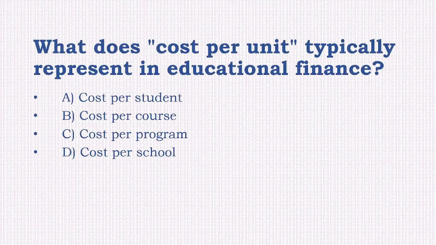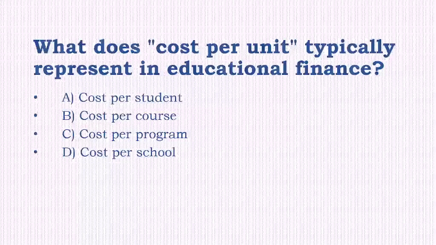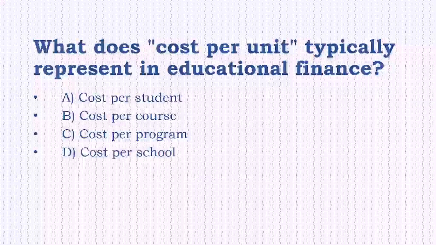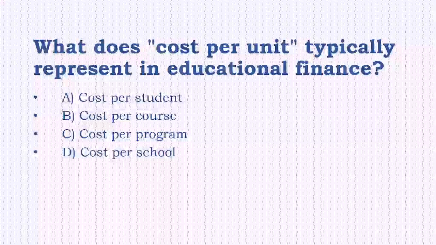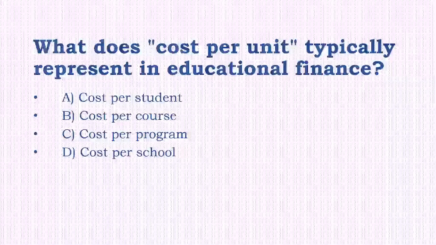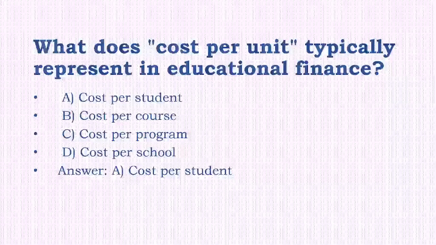Next, what does cost per unit typically represent in educational finance? Option: cost per student, cost per course, cost per program, cost per school. Answer of this question is option A, that is cost per student.